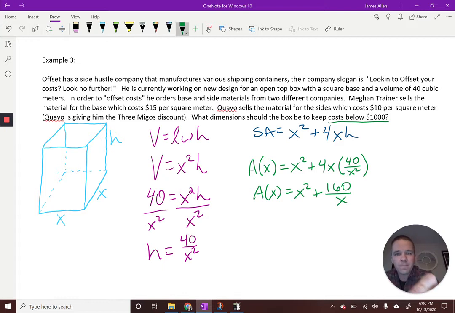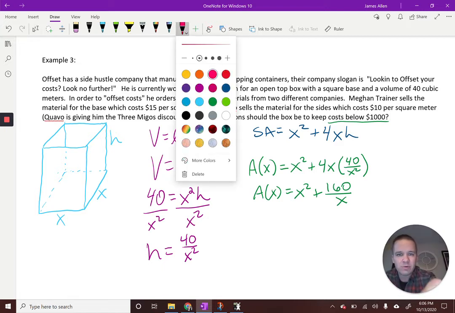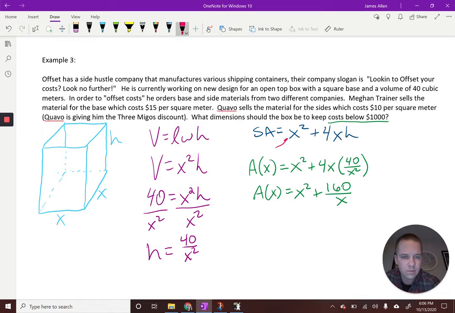So I'm going to annotate this in. So the cost of my base, which is right here, that's $10, right? And the cost of my sides, this is one side right here. That would be, this is 15. And this is 10. Always double and triple check.